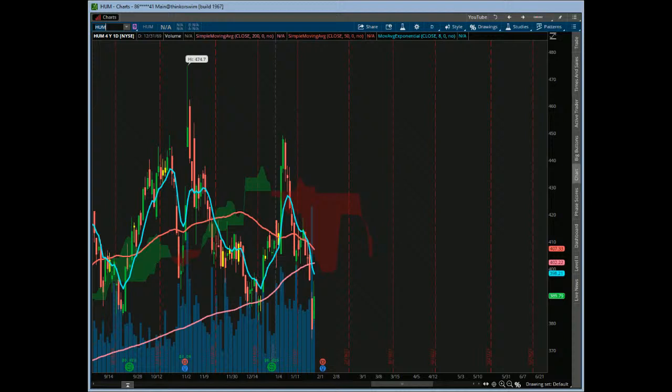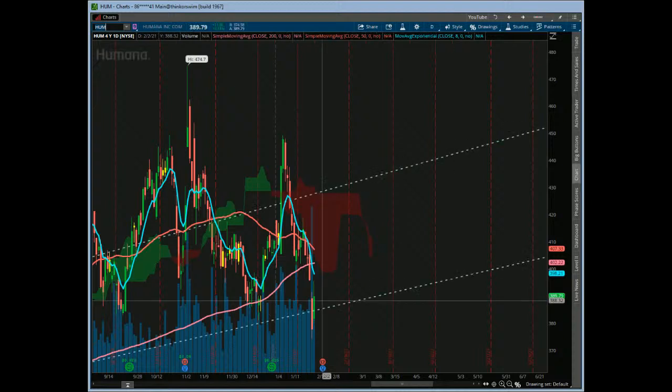Humana, wow, that thing got crushed here the other day. Trying to make a move here into the gap, almost filled the gap. It looks like maybe it did fill it. Let's see, the low here was 395.69, and today's high was 395. So yeah, they did fill the gap, and then put an upper shadow off that. I don't know. It's got earnings coming up, so a little bit of caution on that.